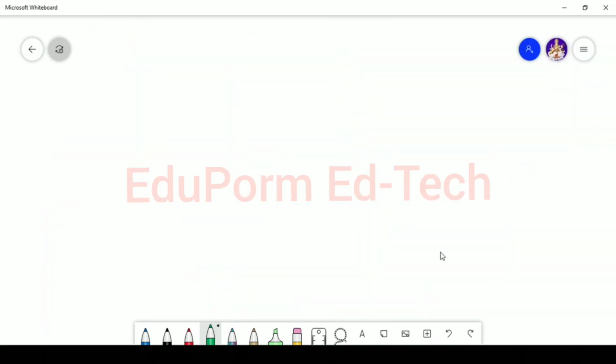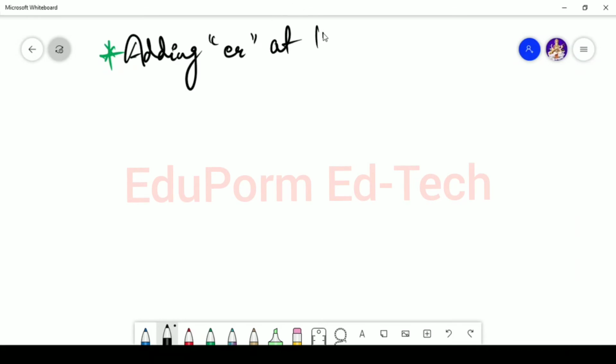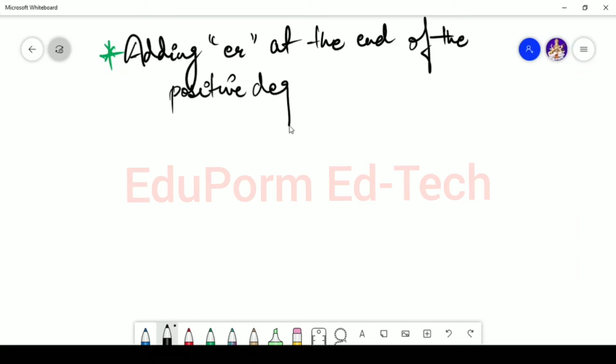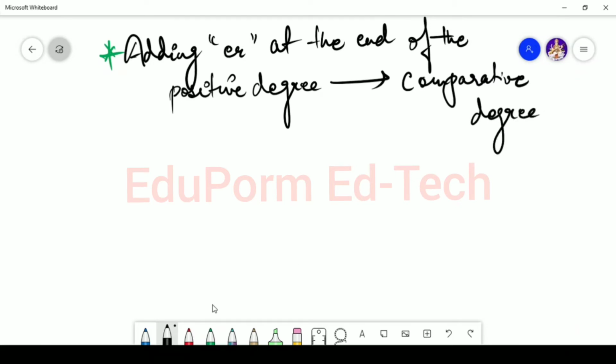Now let's learn about one tip. Okay, what's that tip? The tip is that when you are adding -er at the end of the positive degree, then it is going to give you a comparative degree. Okay, it is going to give you a comparative degree.